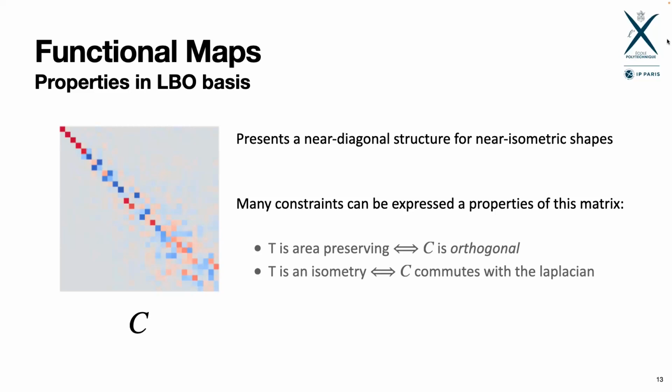You can see that it seems to have some near diagonal structure. That's because you can have the same basis if you modify a shape isometrically. So if you rotate, translate, or move a shape in a way that doesn't change the distances between two points, distances like geodesic distances, you're going to have exactly the same eigenfunctions. Plus, the sign can change because you don't care. So you have sign flips.